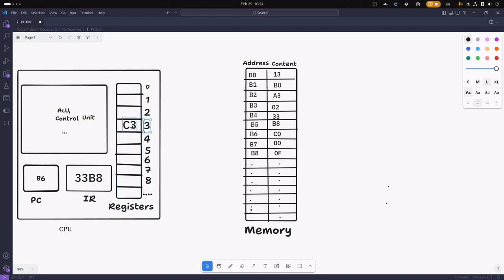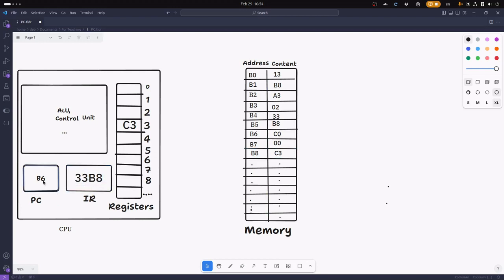See, the value of register 3 is C3, and we need to load this value to memory cell B8. See, memory cell B8. So after running the instruction, the value of memory cell B8 will be C3. Okay, that's it. We loaded the value. So this instruction is done.